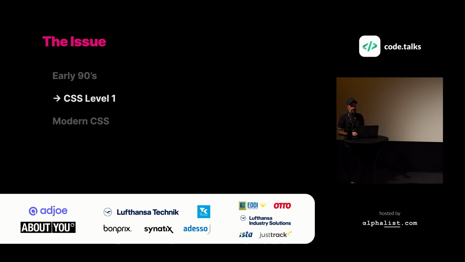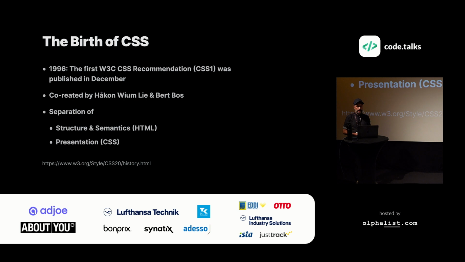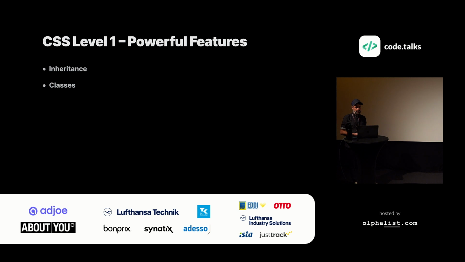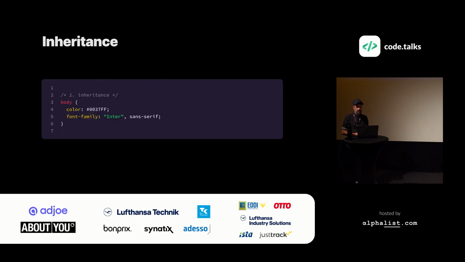So CSS level 1 to the rescue. CSS was introduced in 1996. And CSS introduced the separation of structure and semantics, HTML on the one side, and the presentation layer, CSS, on the other side. And CSS had some really powerful features that will also help us to understand what design tokens solve, and that is inheritance and reusable classes.